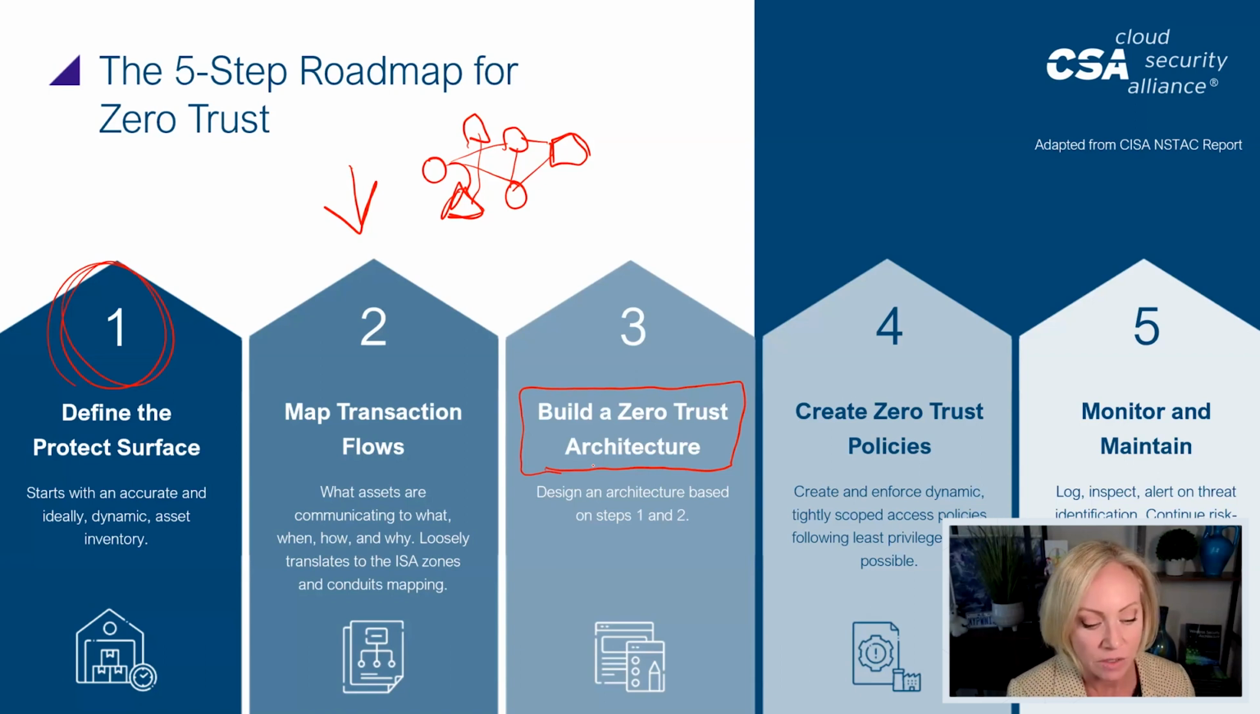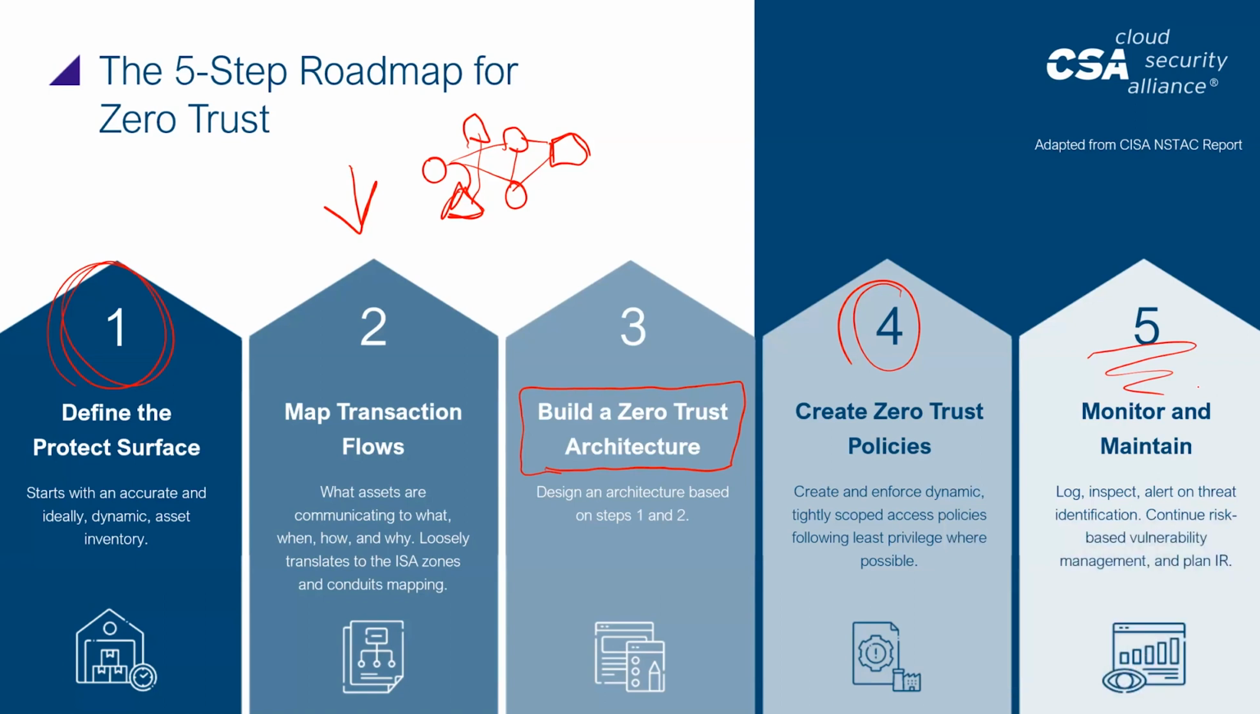Sometimes we can't get all the way there, or we have to put something in front of the asset to accomplish that. And then the fourth one is actually implementing and creating the policies that describe who and what has access to what and under what conditions. And then number 5 is your normal care and feeding, monitoring and maintaining the network.